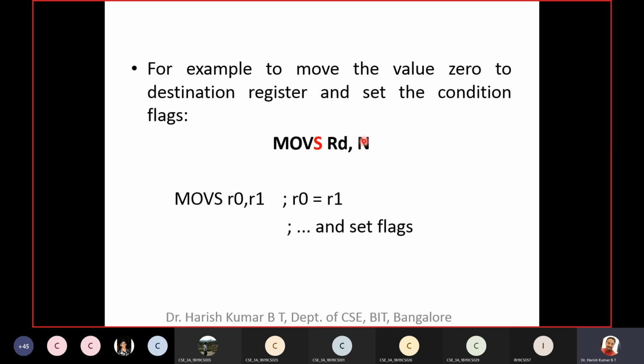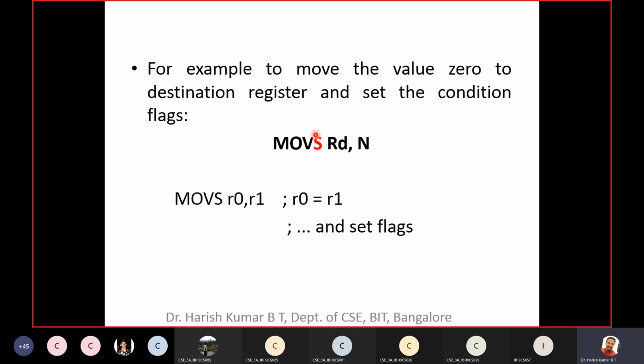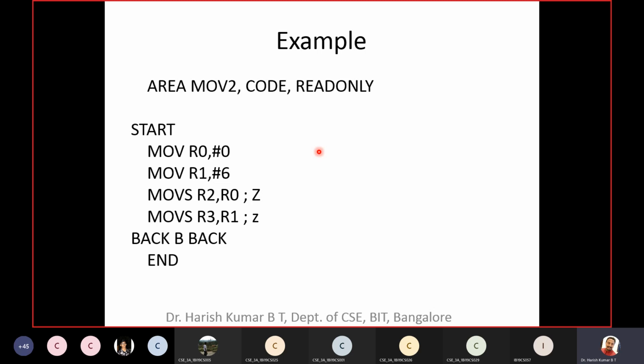Now when I'm moving, the source can be either an immediate number or a register. When I'm moving that to the destination register, if the value that gets loaded into the register RD is 0, then the zero flag is set. If this is a non-zero value, then the zero flag remains 0. So adding the suffix S is possible for the move instruction also. Now you understood how to embed a condition inside the move instruction, and how to add the suffix S to the move instruction in order to update the conditional flags. Now I have an example on this.